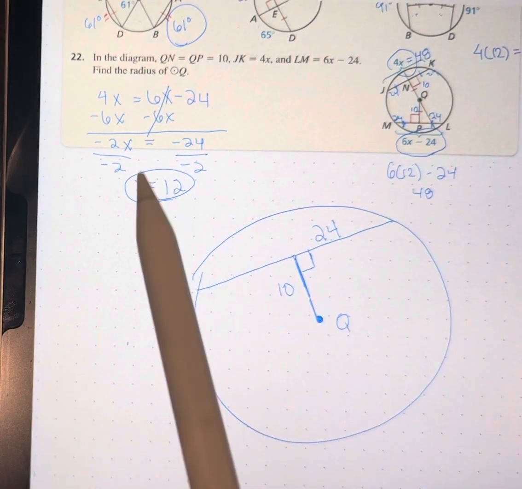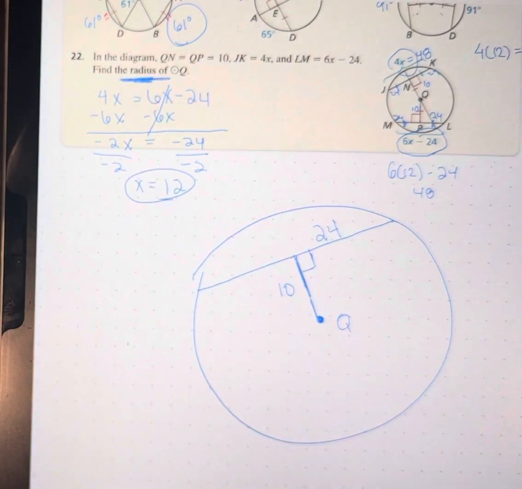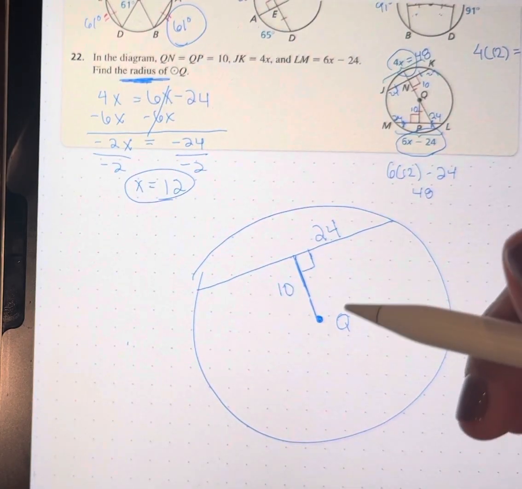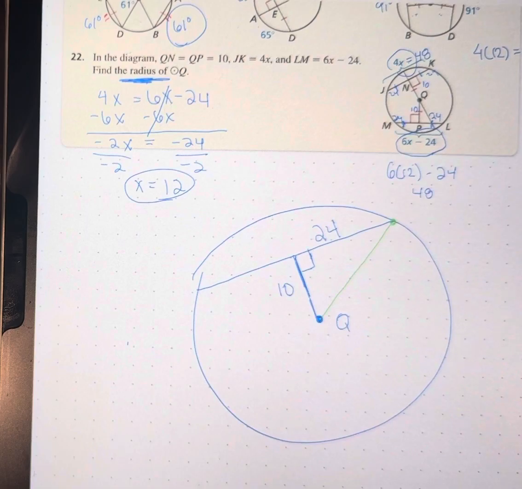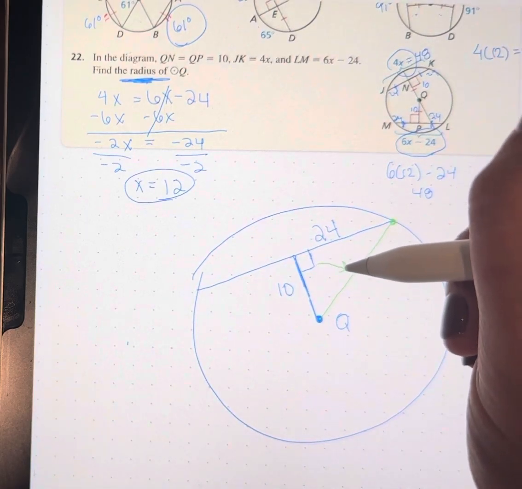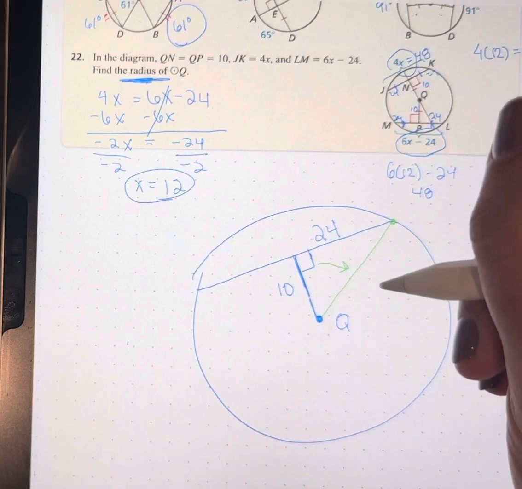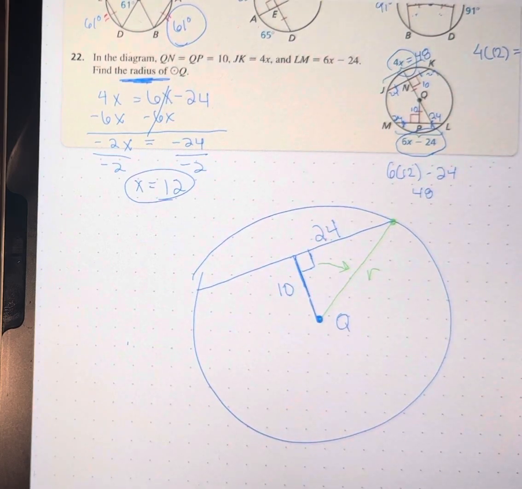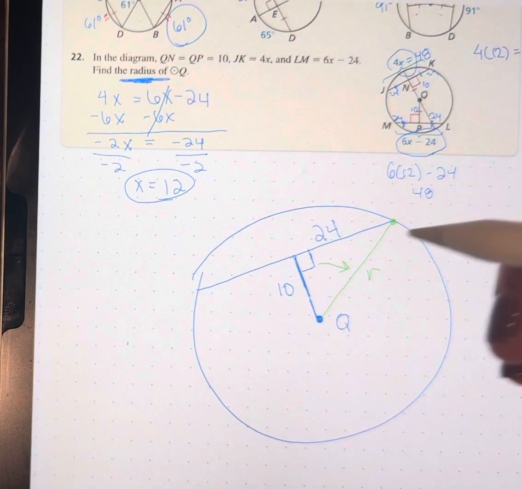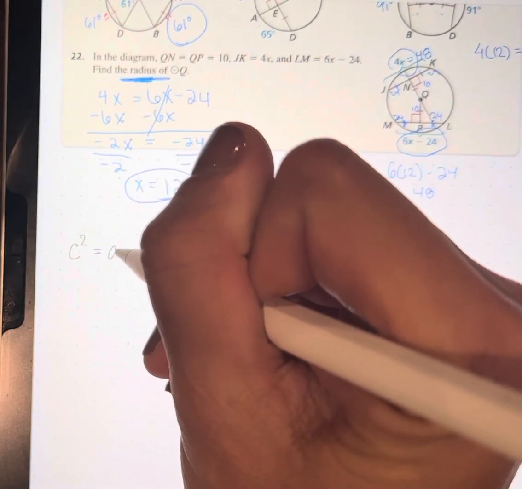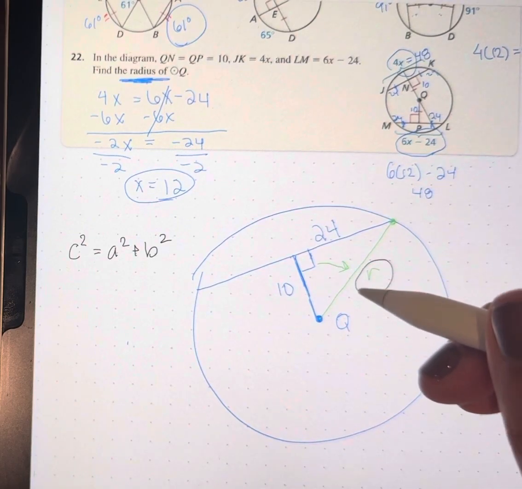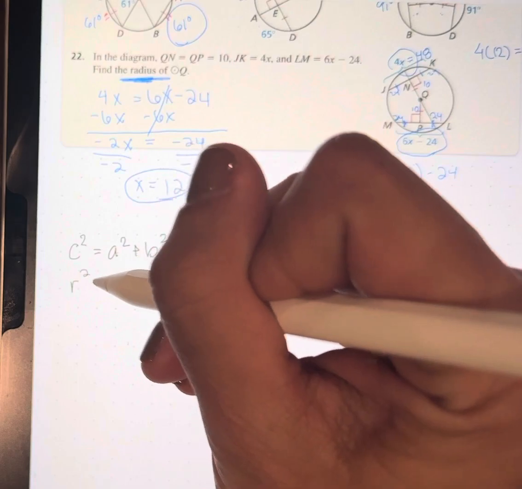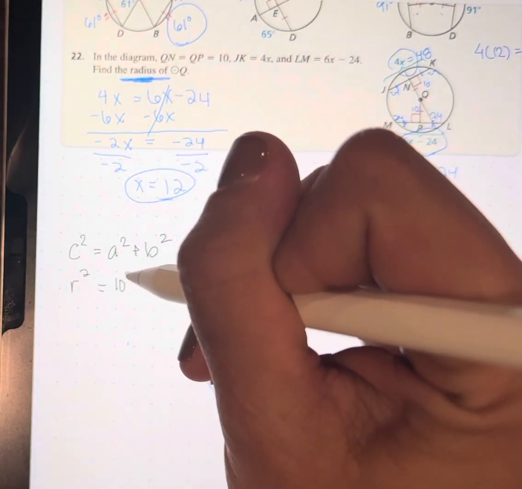And the question wanted the radius. So here I'm going to draw my own radius by connecting the center to the edge of the circle to create the hypotenuse of this right triangle. And this is the radius. And then again, my good old pal, the Pythagorean theorem, is going to help me with this. C squared equals A squared plus B squared. So C squared, the radius, is the hypotenuse. So R squared equals 10 squared plus 24 squared.